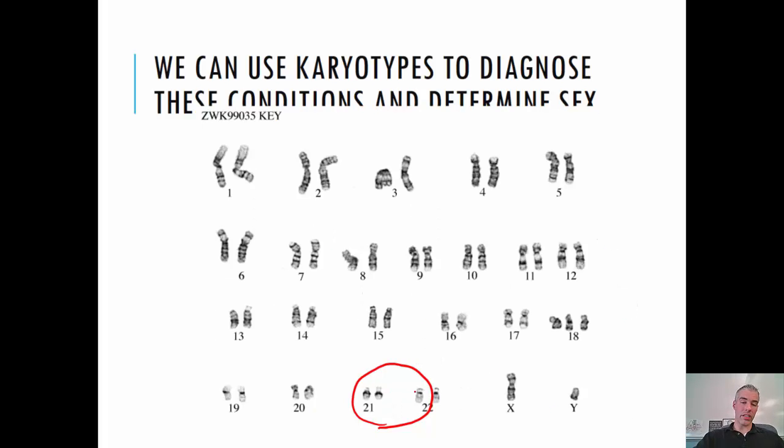So this last one you can see here, trisomy 18. This would be an example of Edwards syndrome. All right, so that is chromosomal inheritance. If you have any questions, let me know.